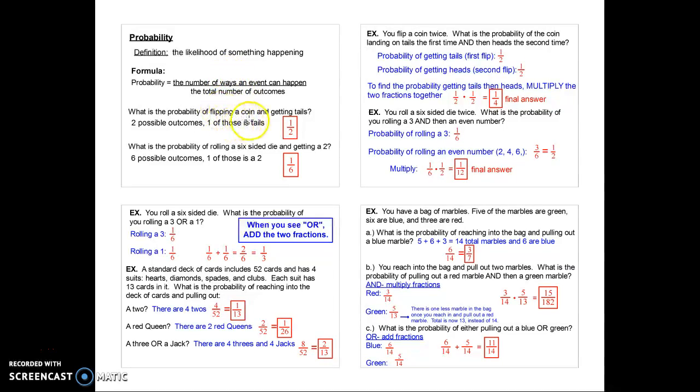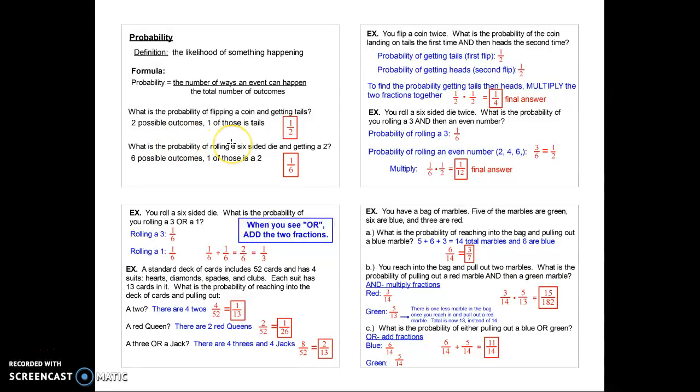So we want to know what is the probability of flipping a coin and getting tails. So I'm taking a coin and I'm flipping it. I want to know what is my probability of when I do that flip of it landing on tails. So there are two possible outcomes. Okay. So that's our total number of outcomes. One of those is what we're looking for, getting tails. So I have 1 over 2, 1/2.